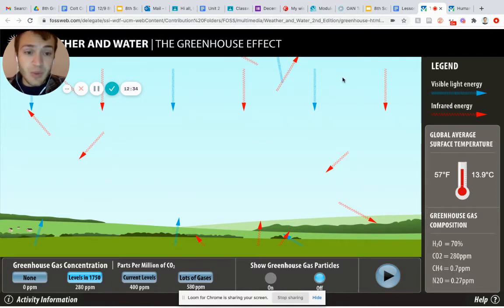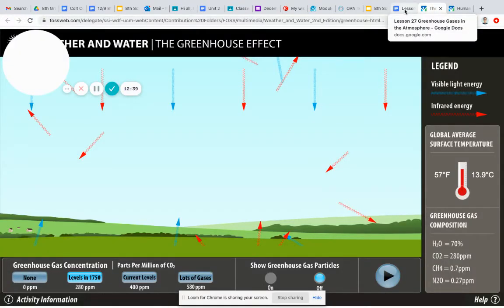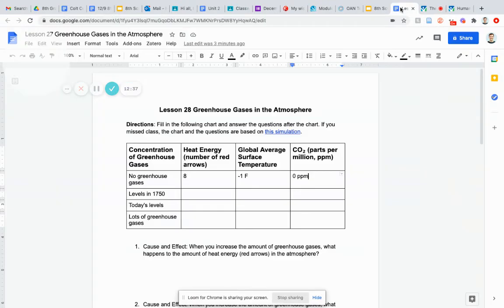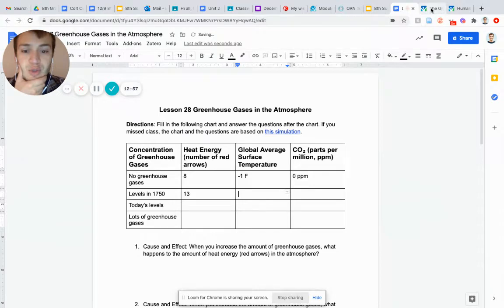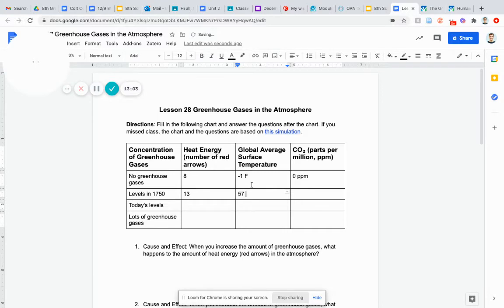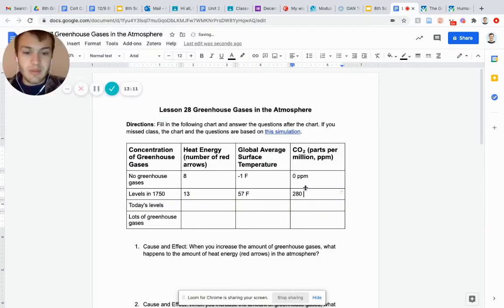So again, we're going to go ahead and count the red arrows. It looks like we have 1, 2, 3, 4, 5, 6, 7, 8, 9, 10, 11, 12, 13. So we've got 13 red arrows for levels in 1750. The global average surface temperature was about 57 degrees Fahrenheit. And the CO2 in 1750 was about 280 parts per million.